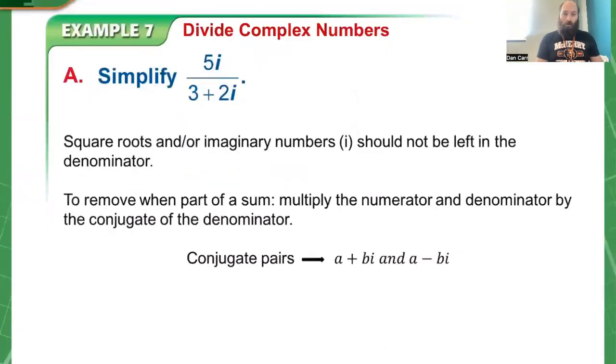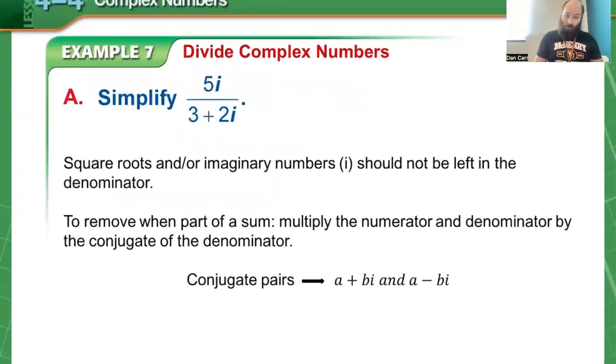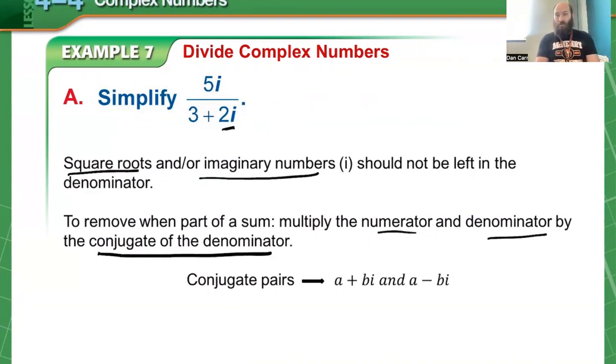If we're dividing complex numbers, to help simplify this, it says simplify in my directions. The thing about this is when we say simplify, square roots and imaginary numbers should not be in the denominator. So we do not like the i here. In order to get rid of that, we're going to multiply the numerator and the denominator by the conjugate of the denominator.